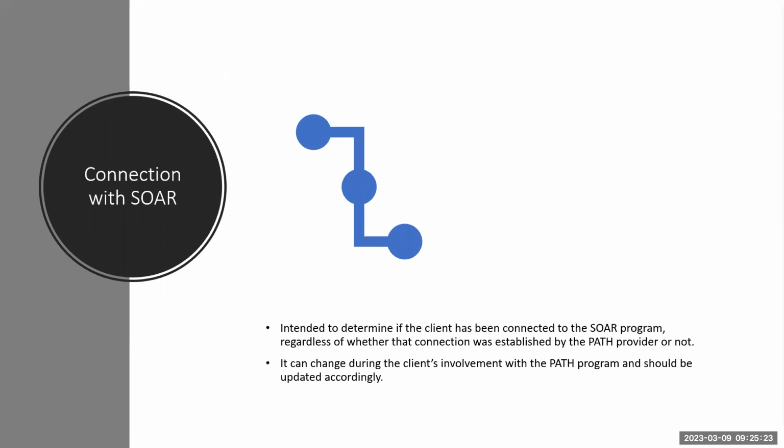Connection to SOAR is part of the data entry process. So if a client is experiencing homelessness, they're eligible for an SSI application through the SOAR process. It's intended to determine if a client has been connected to a SOAR program or not, and the PATH provider has made that connection for them. It can change during the client's involvement. So maybe they're not connected to SOAR initially, but that data element can be added throughout the client's PATH enrollment.